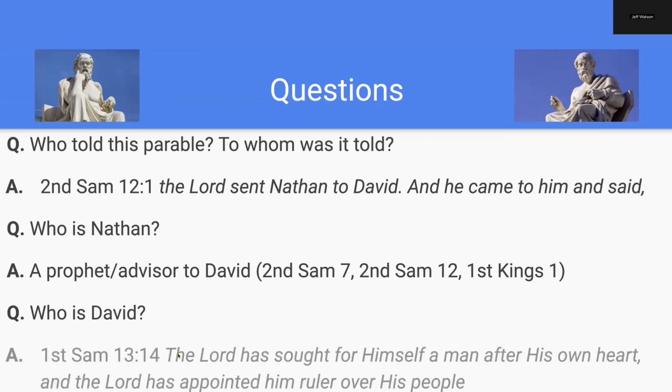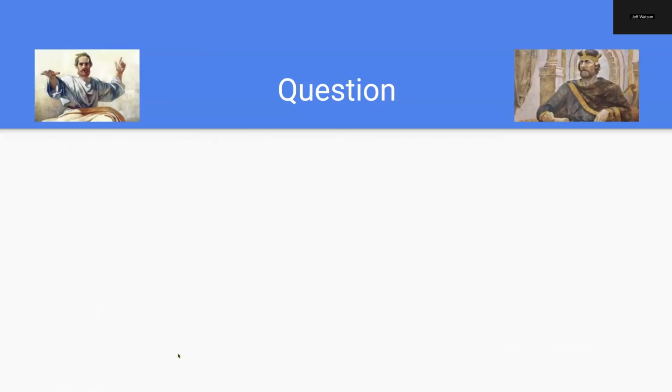What I came up with was from 1 Samuel: The Lord has sought for himself a man after his own heart, and the Lord has appointed him ruler over his people. I don't know too many people described like David was, as a man after God's own heart. Yet, another question.